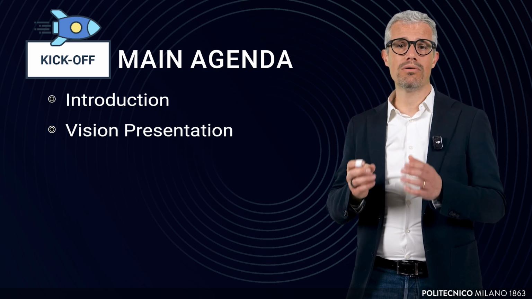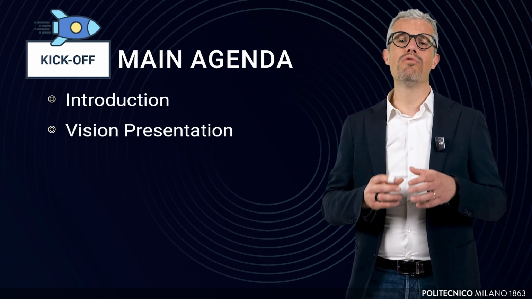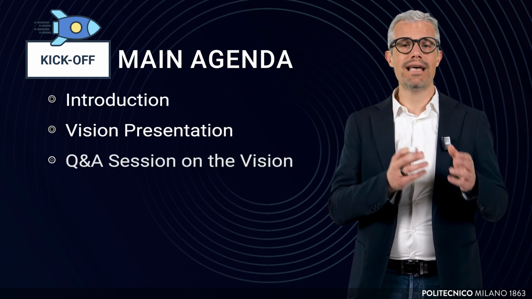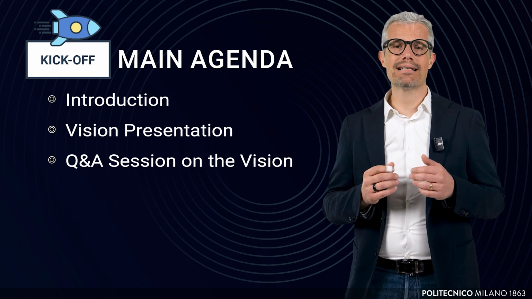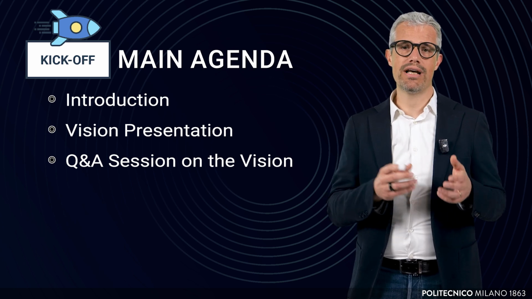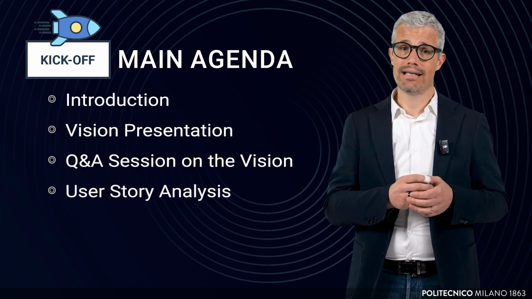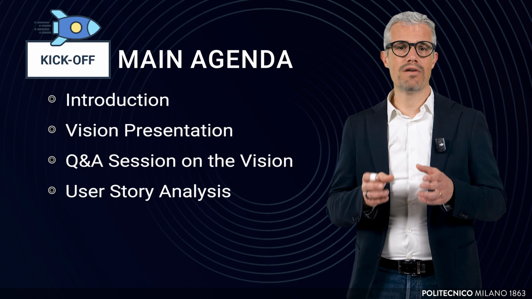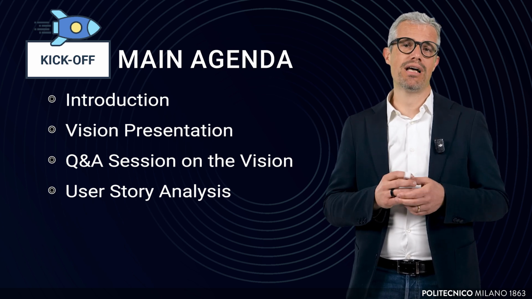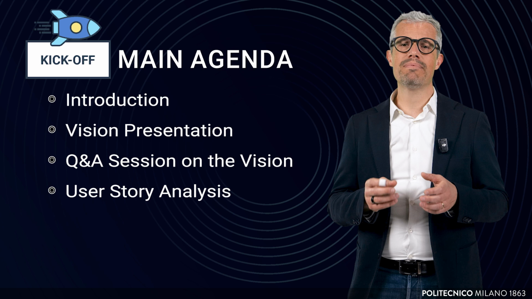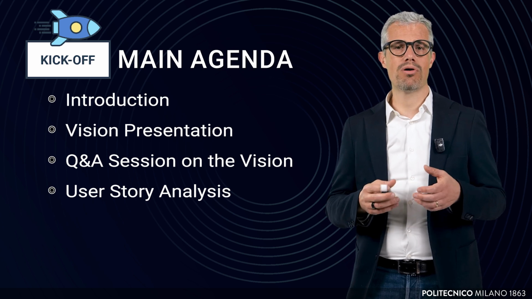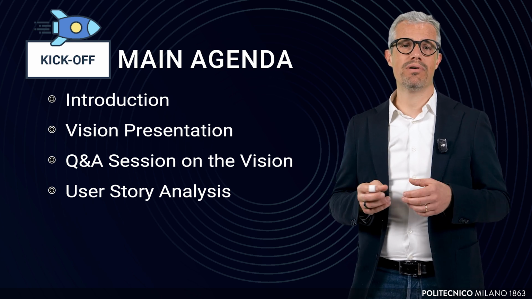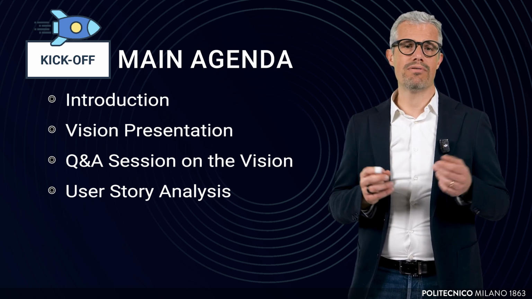The customer or product owner shares the vision, providing an overarching perspective on the project goals and expected outcomes. Q&A session on the vision. The team asks clarifying questions to ensure a shared understanding. User story analysis. The highest priority user stories are reviewed in detail, with a focus on their purpose, feasibility, and potential challenges. This discussion helps the team gain a clearer picture of what to expect in the first sprint. In this phase, the team also defines the story points, but we will be back on this later on.